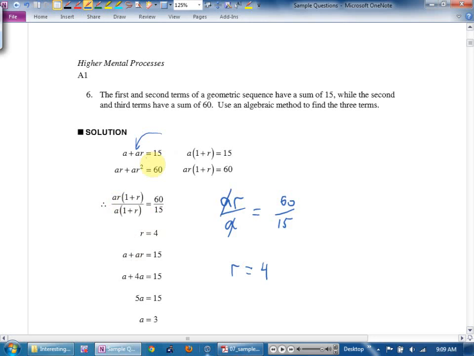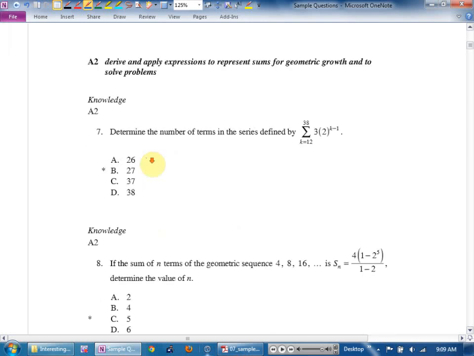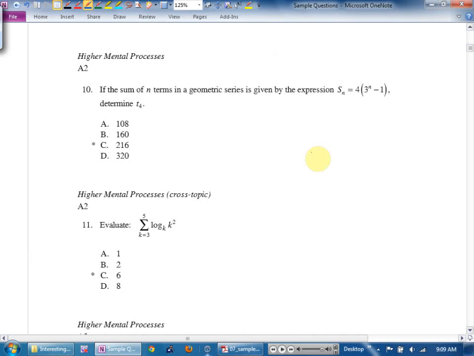Series and sequences is almost certainly going to be multiple choice, though. So here's another, well, here's a knowledge question, how many terms? Knowledge question, how many terms? Understanding, how many terms? Oh, here's a higher mental process. If the sum of n terms is given by this expression here, find term 4. Not the sum of the first 4 terms, but term 4. You may remember one of the last lessons that I did this year, we said this.